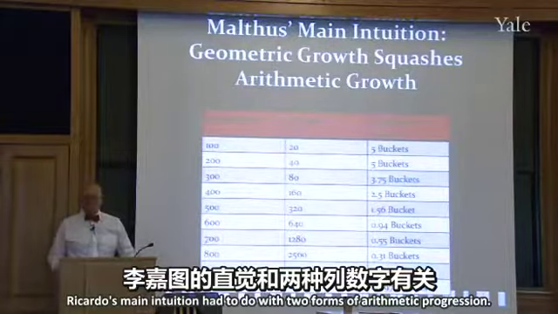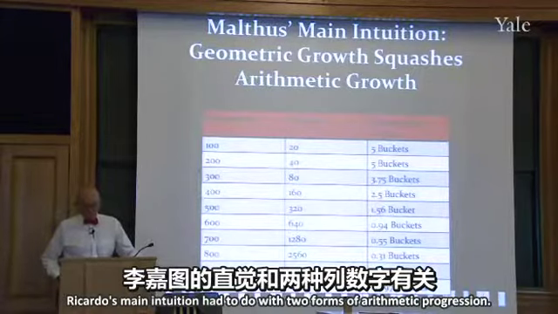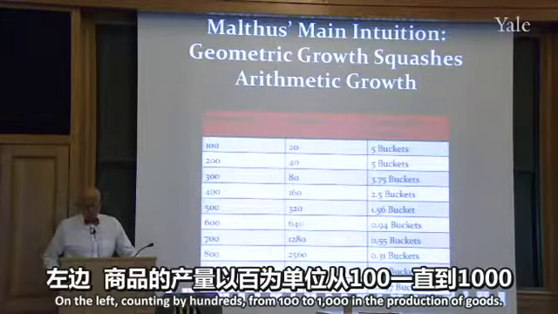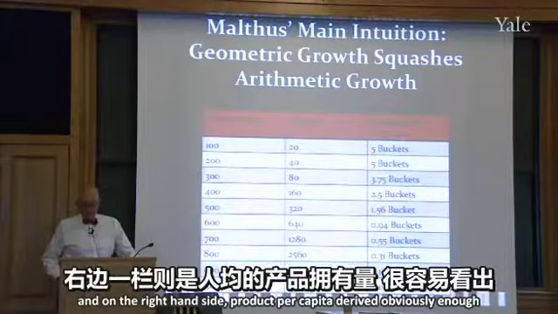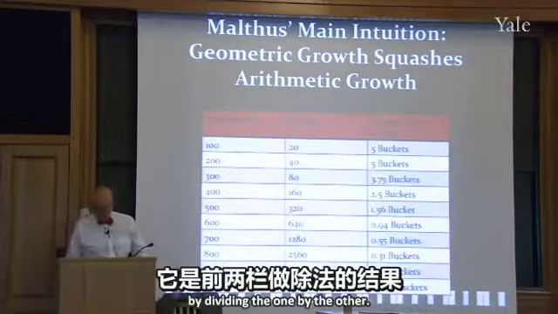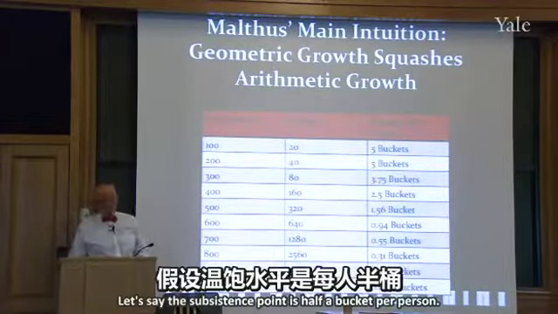So Ricardo's main intuition had to do with 2 forms of arithmetic progression. On the left, counting by hundreds from 100 to 1,000 in the production of goods. In the center, counting by doubling at each cycle the population of the same society. And on the right-hand side, product per capita, derived, obviously enough, by dividing the one by the other. And let's say the subsistence point is half a bucket per person.